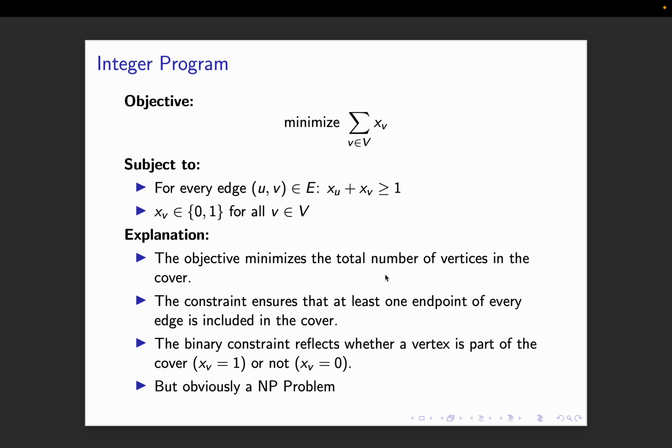So the objective minimizes the total number of vertices in the cover. The constraint ensures that at least one endpoint of every edge is included in the cover. The binary constraint reflects whether a vertex is part of the cover or not. So when it's 1, the vertex is part of the vertex cover. When it's 0, it's not. So all I've done is just reformulate the vertex cover problem in mathy terms, in optimization terms, rather than saying it in English. So obviously it's an NP problem. I'm not going to be changing that aspect of this problem just by stating it another way.